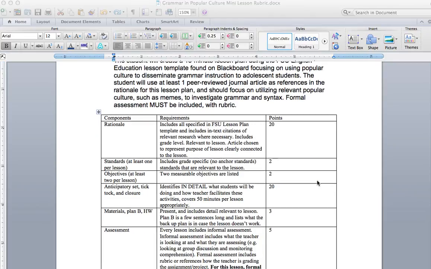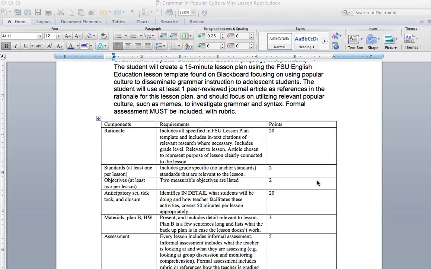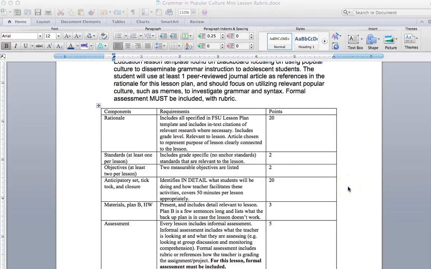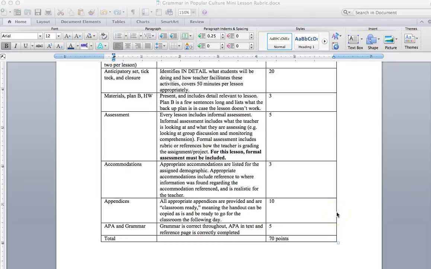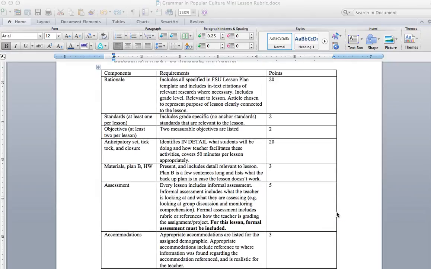The one thing that I do want to see is formal assessment. I want to see how you formally assess, in addition to informally assess, grammar knowledge. That means that the students should be turning something in to you, or at the very least, required participation is a must. You'll see that the way this is graded is a little bit different from previous lesson plans that I've graded with you all.